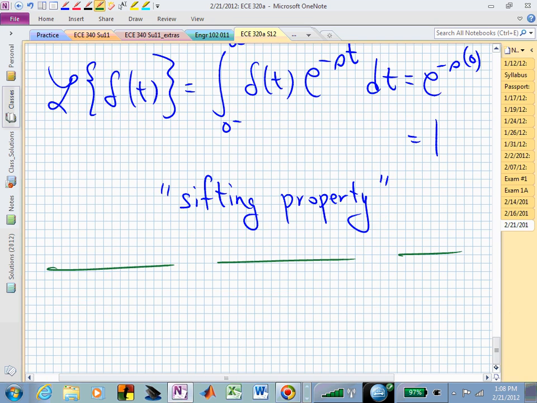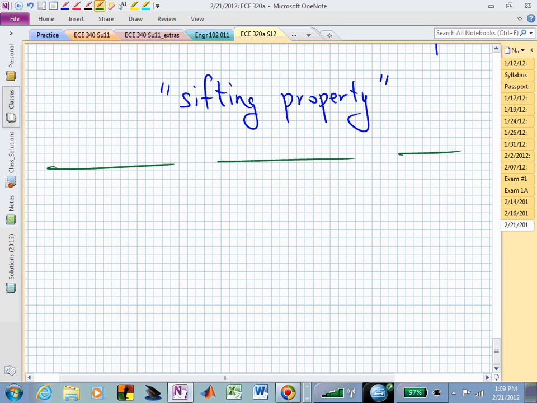Now when you go home, you can start talking about baking, and you can say, what's the Laplace transform of an impulse? I don't know, but those chocolate chip cookies sure smell good, right?